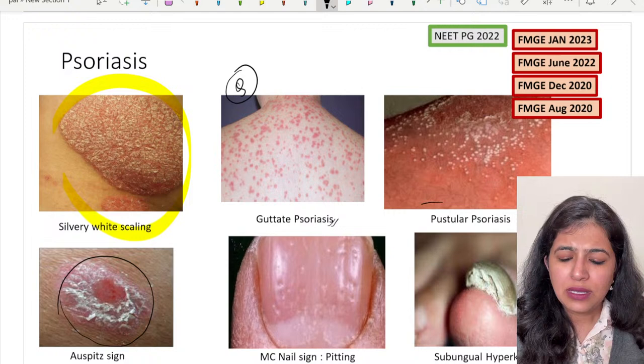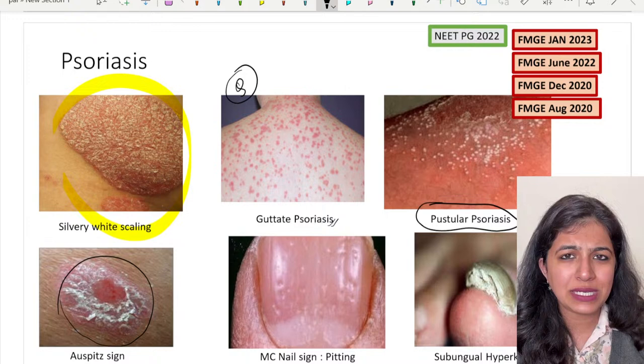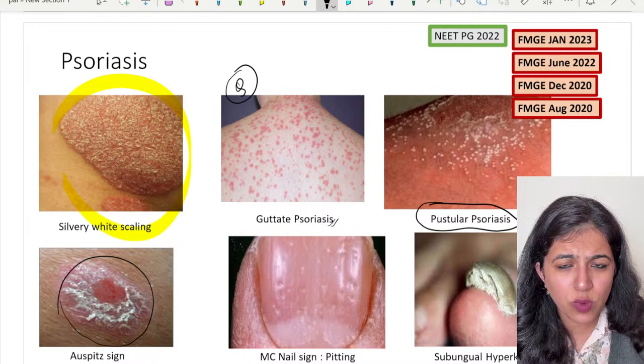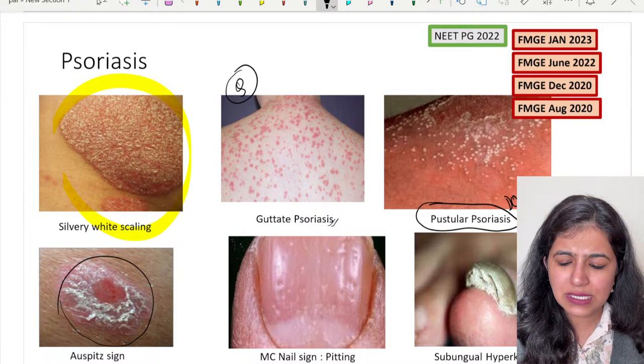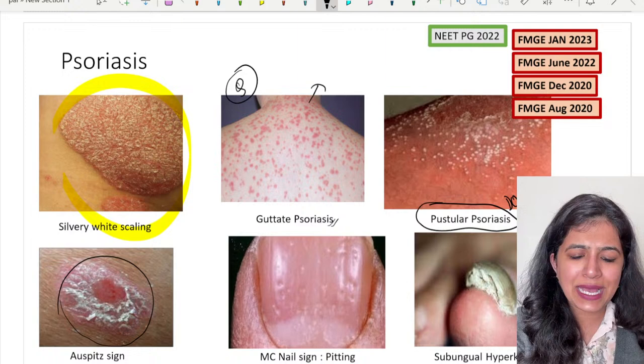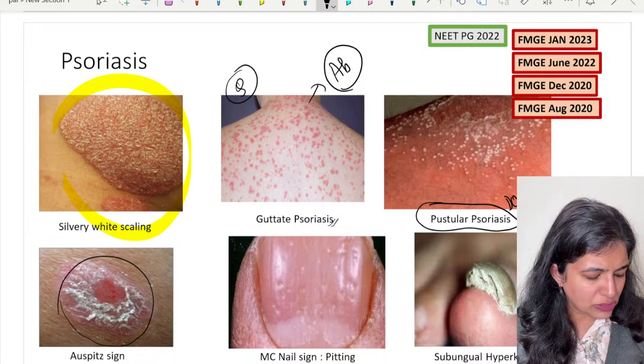Then we have pustular psoriasis, which happens when a patient who is taking steroids suddenly stops it. They can develop pustular psoriasis, also called as von Zumbusch disease. Remember, drug of choice for pustular psoriasis is acitretin. Drug of choice for guttate psoriasis, antibiotics. So this is what you have to remember for the important images of the skin.